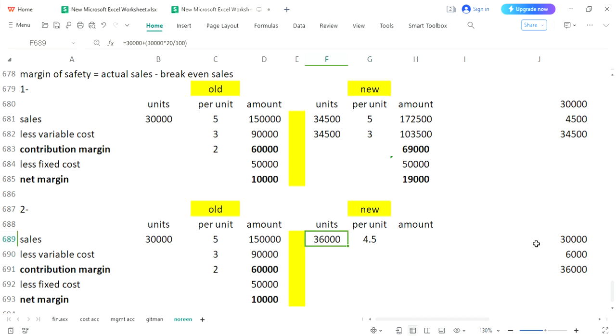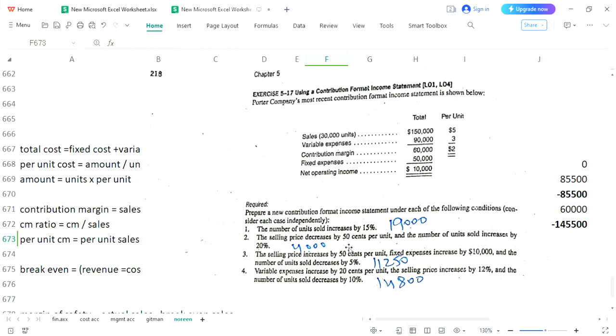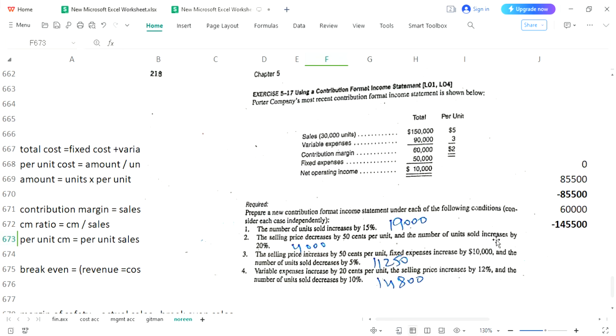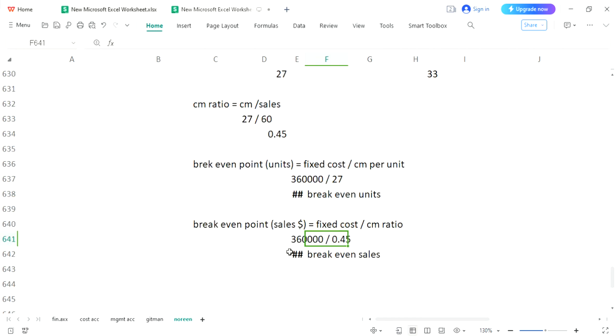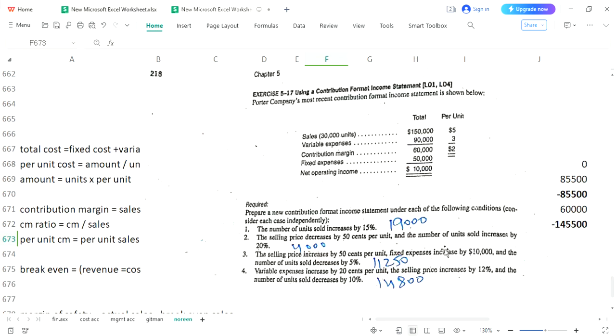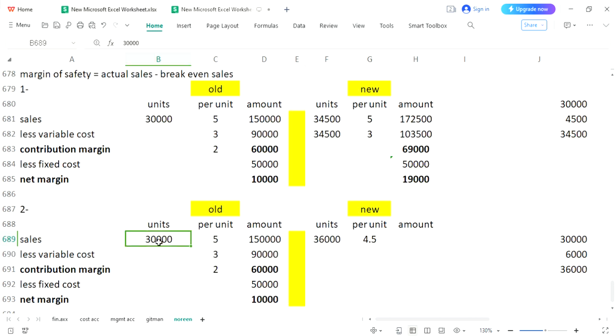So both conditions are fulfilled. First condition was to decrease 50 cent per unit. You have decreased 50 cents from 5, it had become 4.5. And then he was saying increase 20% sale price. Sale price, sale price here was increase the number of units. So number of units were 30,000, increase was 6,000. In this way, total or new number of units sold are 36,000.